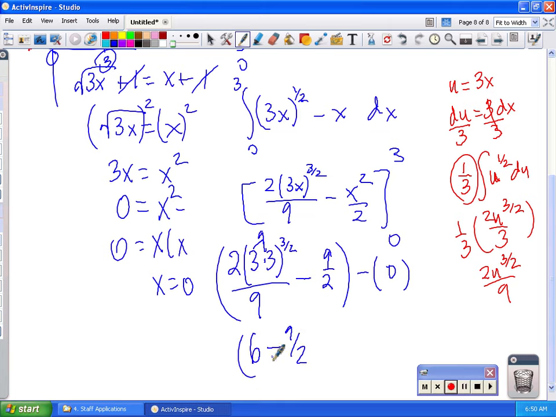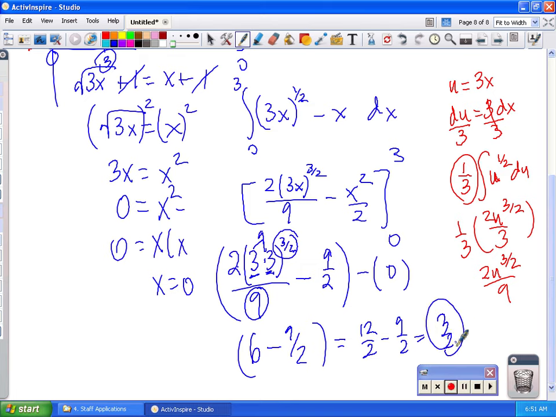Now let me walk through that again. On the inside, 3 times 3 is 9. The square root of 9 is 3. 3 cubed is 27. 27 divided by 9 is 3. 3 times 2 is 6. So that's the same thing as 12/2 minus 9/2, which is 3/2.